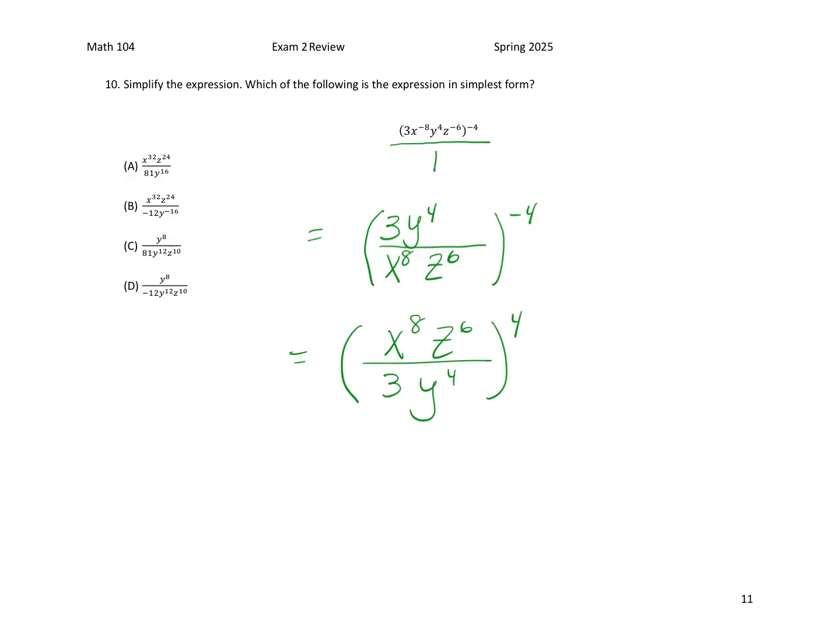And then I have to raise every term, every factor in the parentheses to the 4th power. So when you raise a power to a power, you multiply the exponents. So 8 times 4 is 32. So this is going to be x to the 32, z to the 24, 3 to the 4th, which is 81, and then y to the 16th, because we're raising that 4 to the 4. Multiply the exponents, you get 16. Okay, so that is option A.